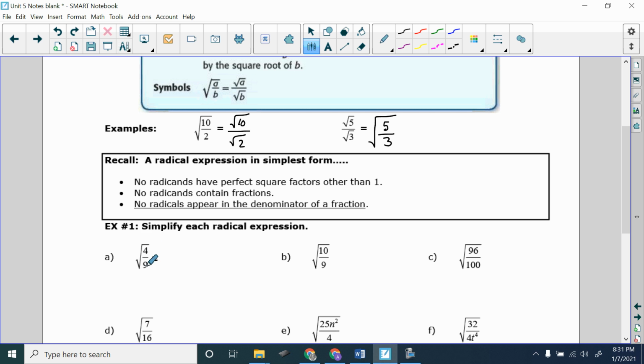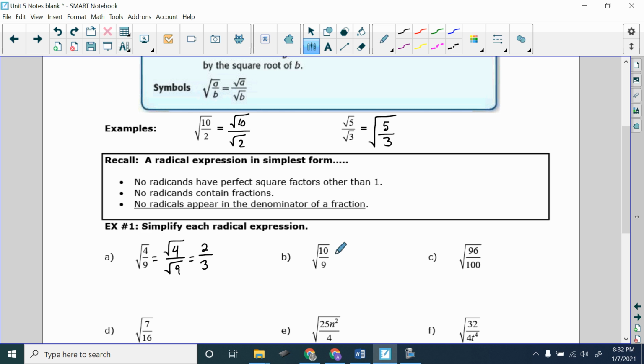First, this one is a full fraction underneath the square root sign, so I can separate it into the square root of 4 over the square root of 9. And we know the square root of 4 is a perfect square, so that's 2. And since 9 is a perfect square, the square root is 3.